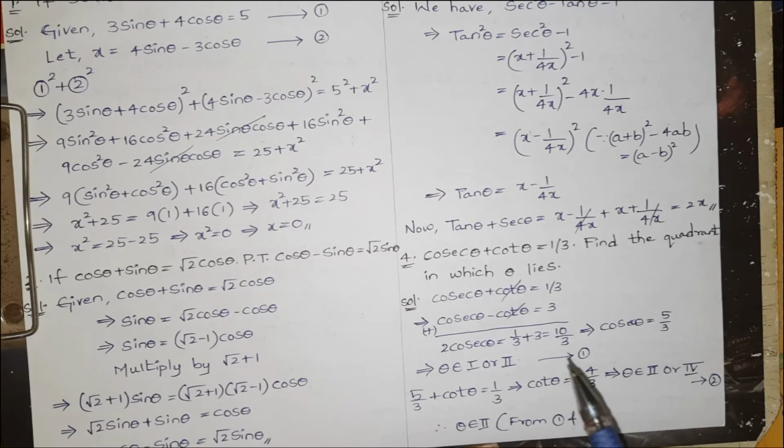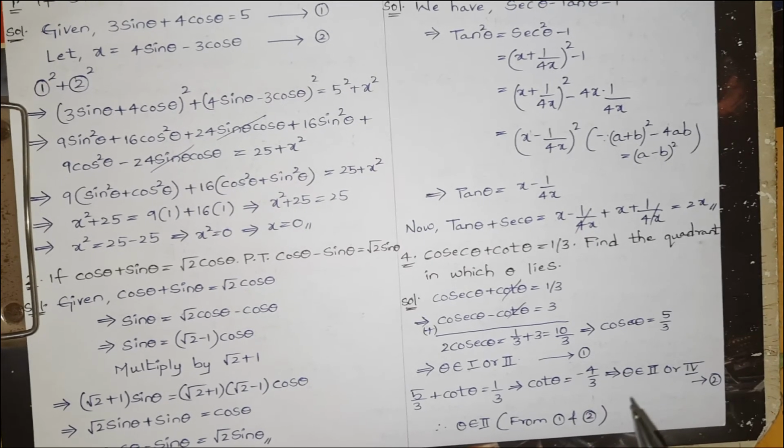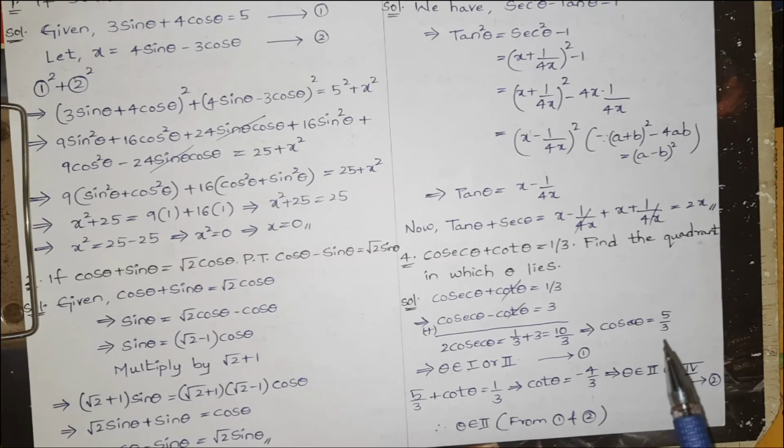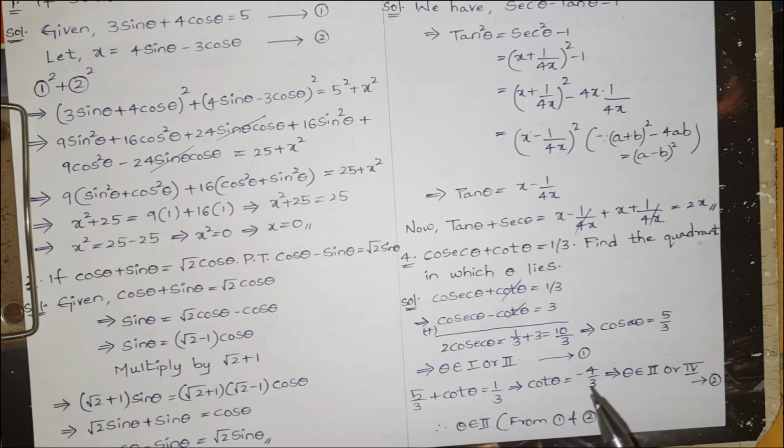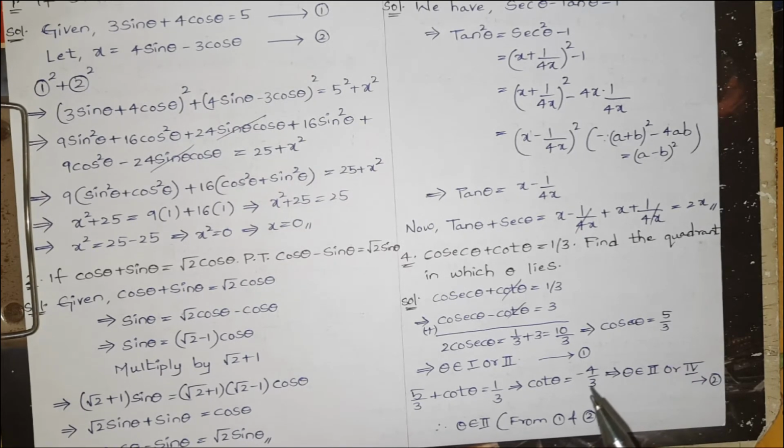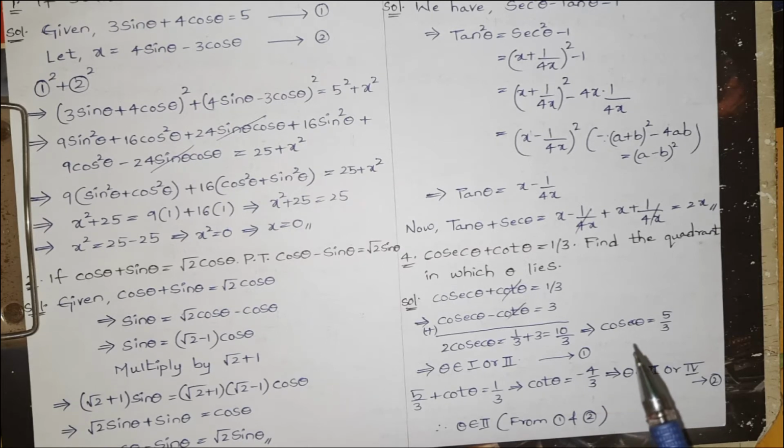So from 1 and 2 we have given that cosecant theta is positive and cot theta is negative. So cosecant theta is positive in the second quadrant as well as cot theta is negative in the second quadrant only. So from 1 and 2 we can conclude that theta belongs to the second quadrant.